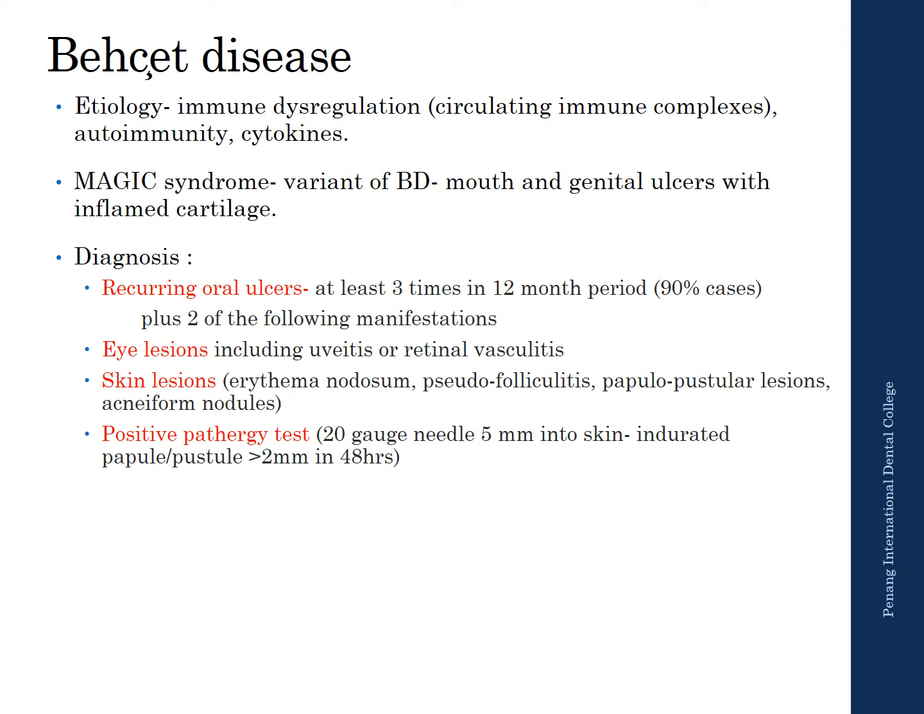Behcet's is diagnosed clinically with the patient reporting recurring oral ulcers at least 3 times in a 12-month period in 90% of the cases, and any of the following manifestations such as eye lesions, including uveitis or retinal vasculitis, skin lesions like erythema nodosum, pseudofolliculitis, papillopustular lesions and acneiform nodules, and an important test, which is the positive pathergy test. When a 20 gauge needle is inserted 5 mm into the skin, an indurated papule or pustule forms, which is greater than 2 mm in size within 48 hours.